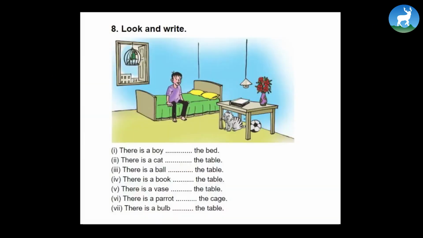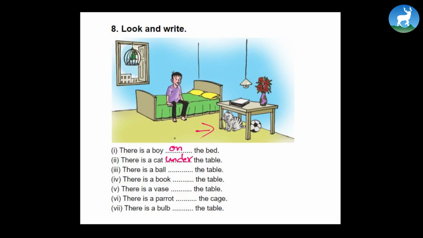Let's observe this picture. Look and write. And again, it's describing the locations, where things are, where objects are. See, there's a boy. Hey, where's the boy here? What are you going to write? There's the boy on the bed. There's a cat. Hey, there's the cat. Here's the cat, see? Under the table.